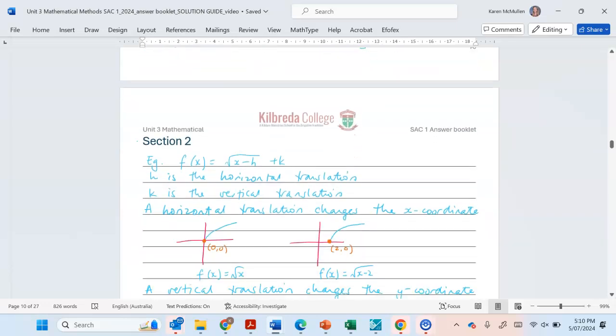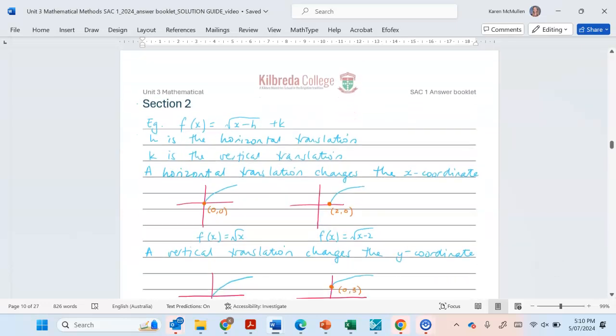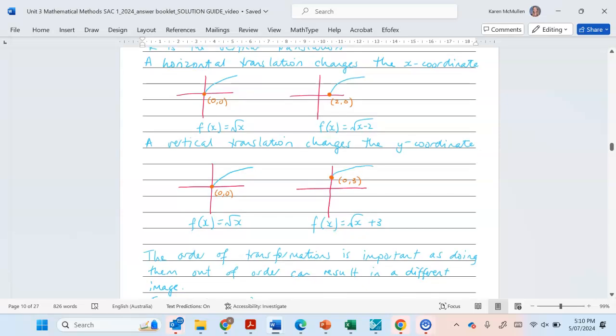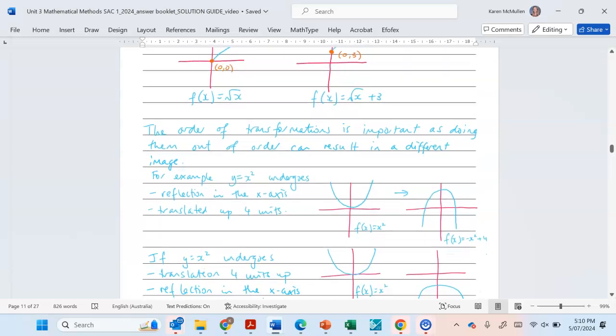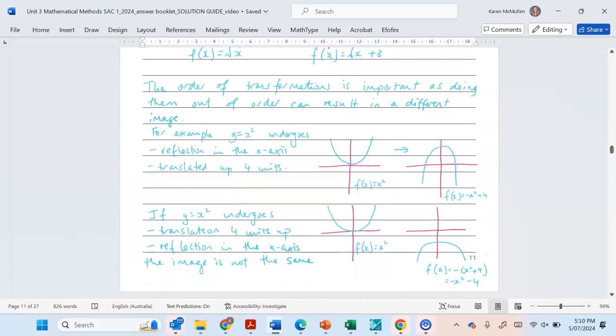Translations. So this was all done quite well, which was good to see. And students did give graphs as examples, which I was very pleased to see.